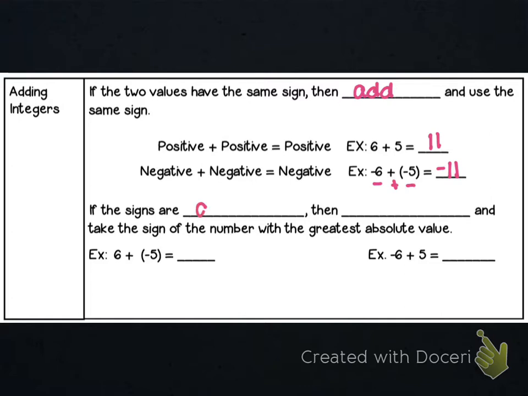If the signs are different, then subtract and take the sign of the number with the greatest absolute value. And in case we don't remember what absolute value means, we're going to write it over here.